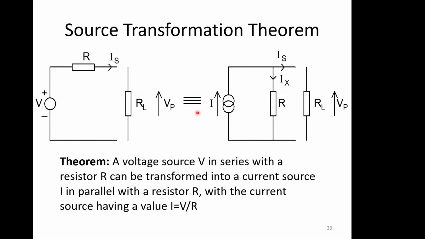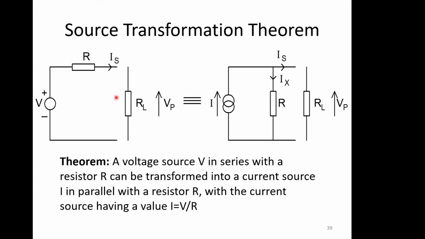Under a certain set of conditions, and we have to be careful about that, these two circuits will be identical as far as the circuit is concerned. Okay, so theorem. A voltage source V in series with a resistor R can be transformed into a current source I in parallel with a resistor R, with the current source, this is the constraint, having a value I equals V over R, where I, the current source here, is the value of V, the voltage source that you've got in your original circuit, and R, the resistance in the original circuit.